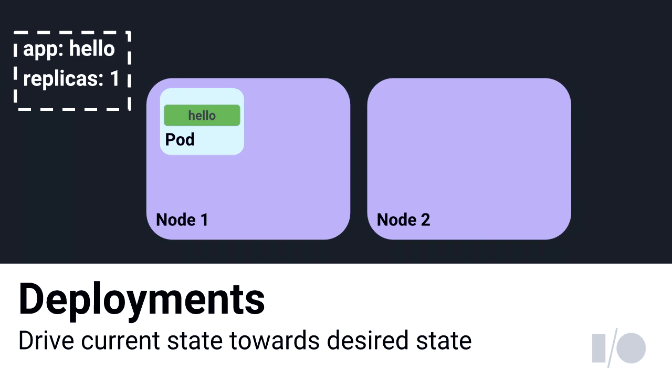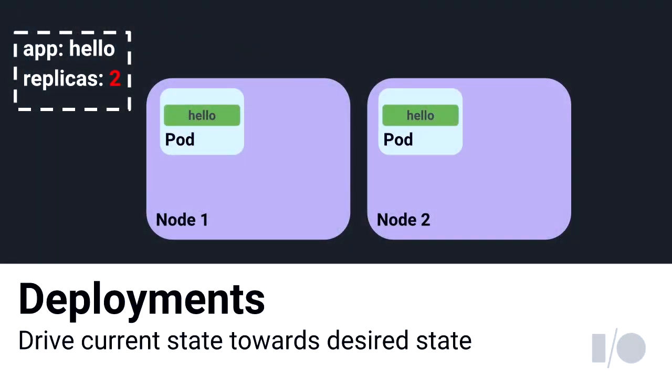Deployments are an object that manages our pods, or our applications, for us, and it manages scheduling them. So on screen, you'll see that I have two machines called nodes, and I have one version of my application, one replica that I want running. Deployments are used to drive our current state closer to our desired state.